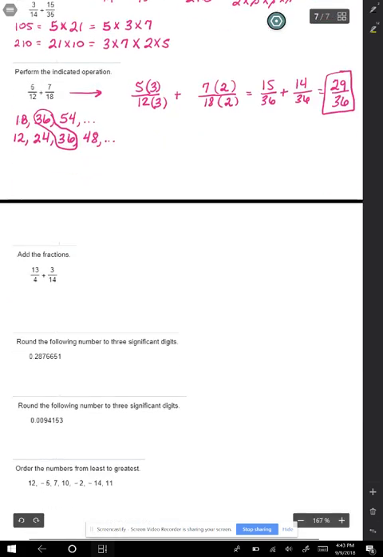Okay, one more fraction question. It's the same thing. We're finding a common denominator. So I'm going to start with the multiples of 14.